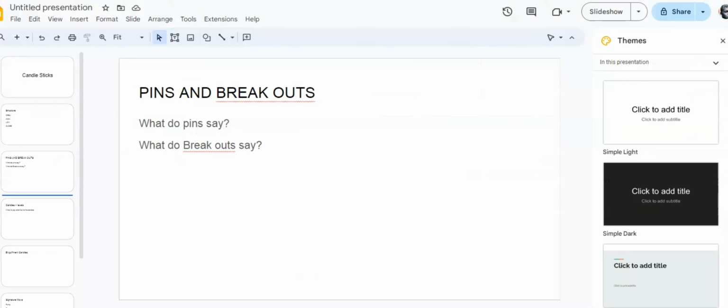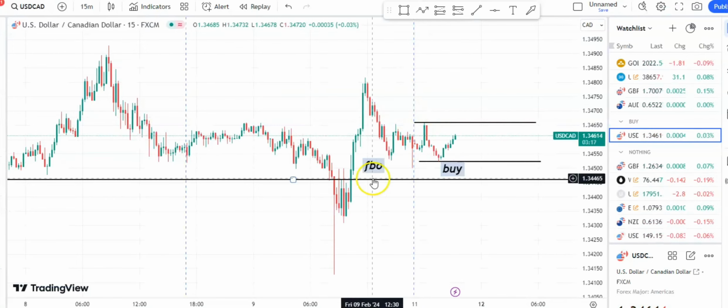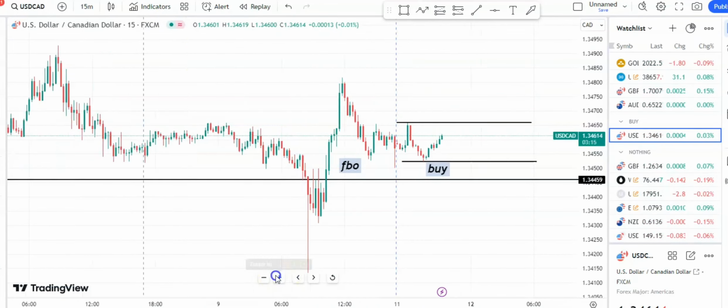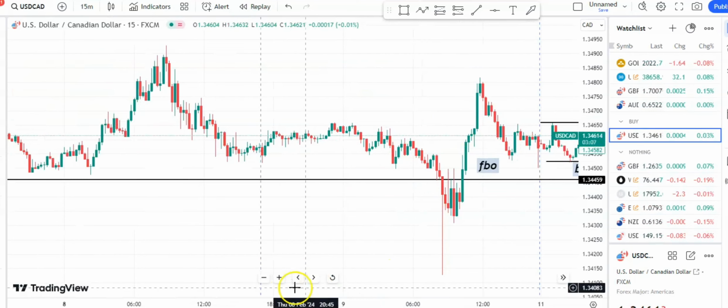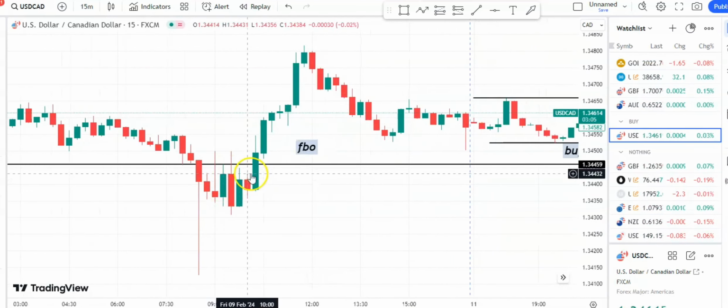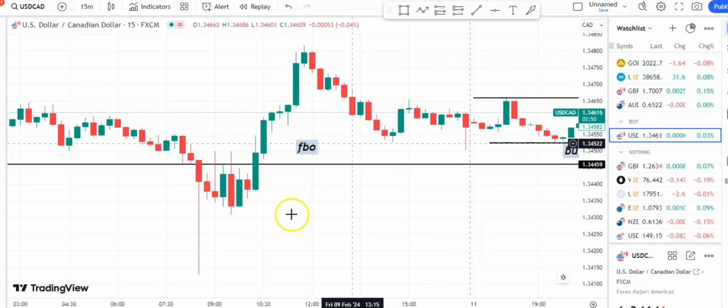Now, moving on to engulfment candles. So an engulfment candle, to me, let's define that. It is a candle that is bigger than the previous candle, especially if it's at the high. This is an engulfment candle. Why? Because it has engulfed the body and the high, if we are going up, or the body and the low if we are going down.